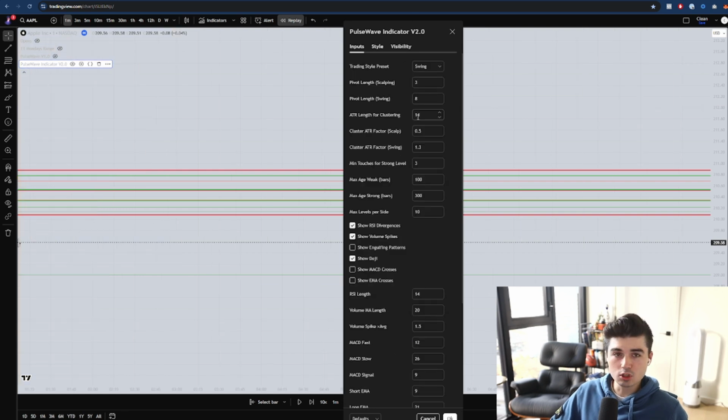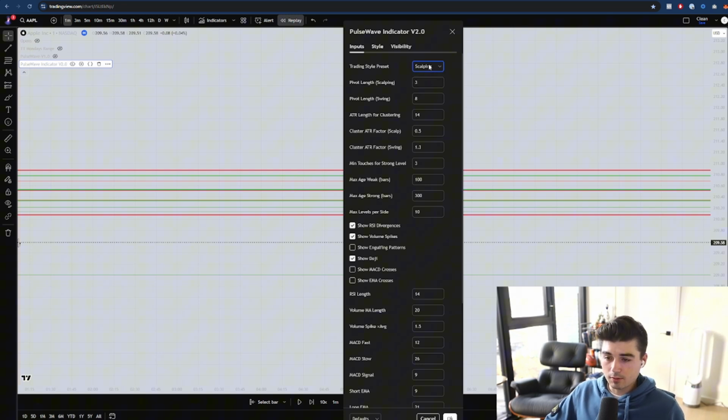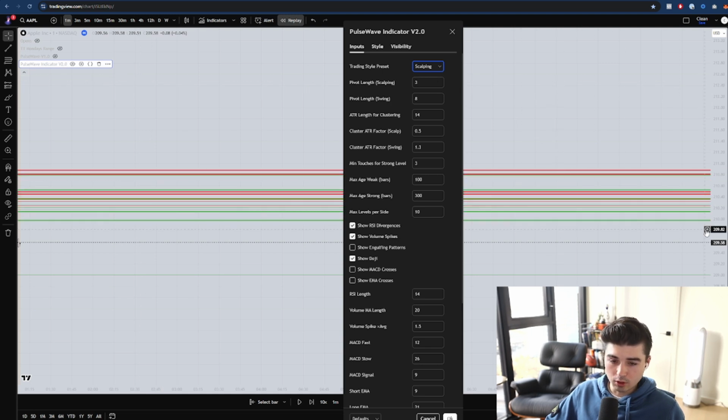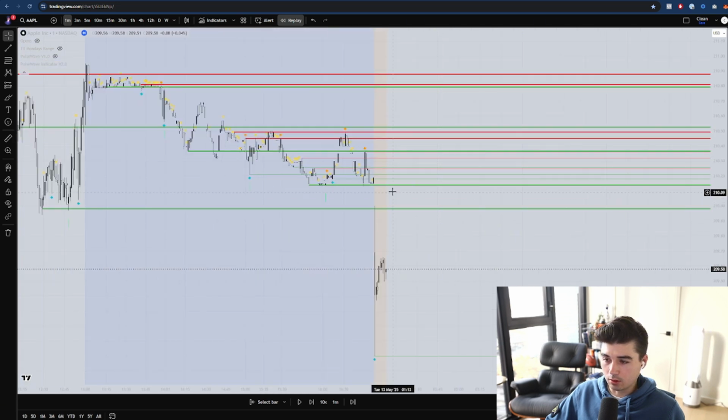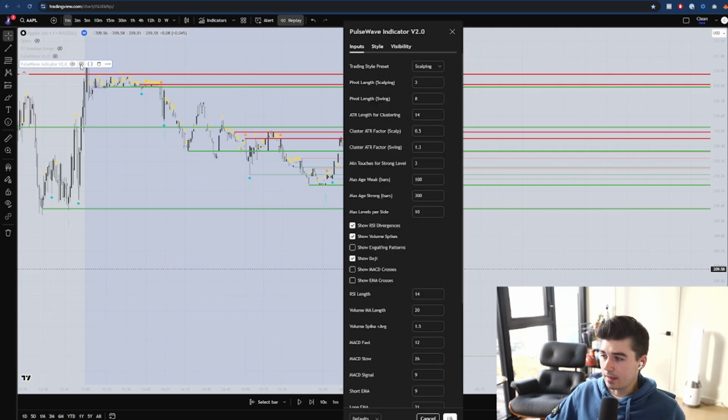You could see that everything's super customizable, which is great. I personally use swing mode with these settings. These are just the default settings. This is what I like to use because it gives you strong levels. It's not giving you any BS. It's not giving you any really light scalping levels. We could do scalping and it'll give us a lot more levels typically. We'll see if it loads any more. Yeah, see, it loads more levels and it gives us a bit more to actually look at. But I find that for me, that just gives me too many things to focus on, right?